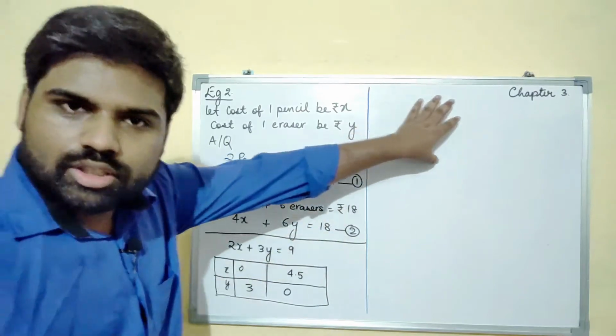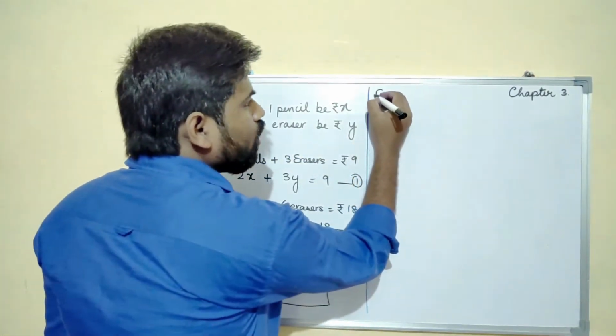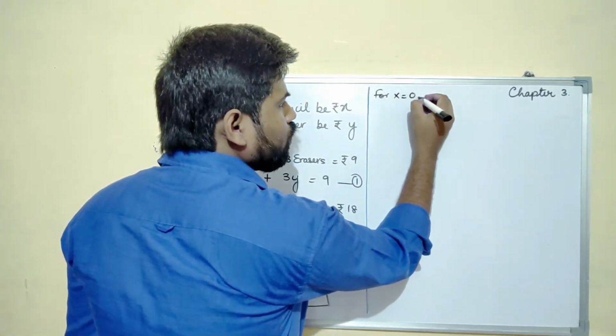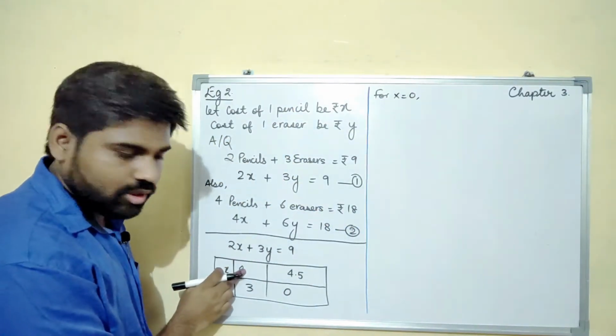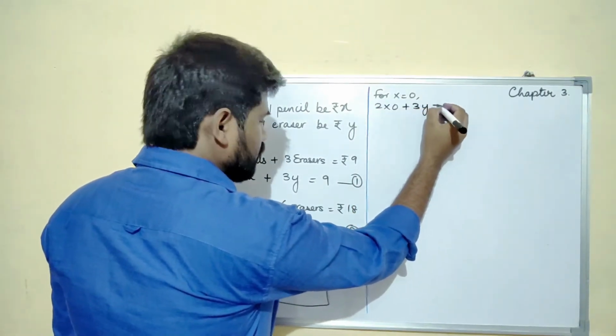You can show the calculations here, if you want. For x equals 0, we are calculating for x equals 0, so 2 into 0 plus 3y equals 9.